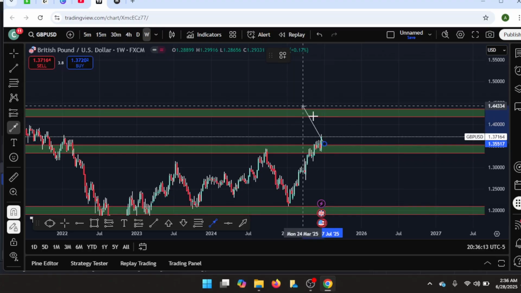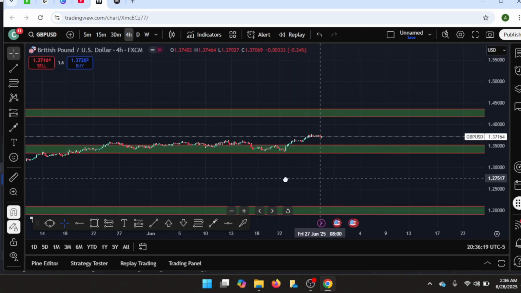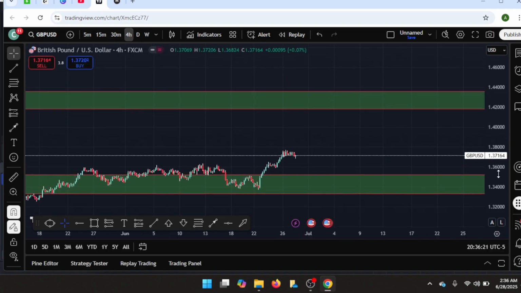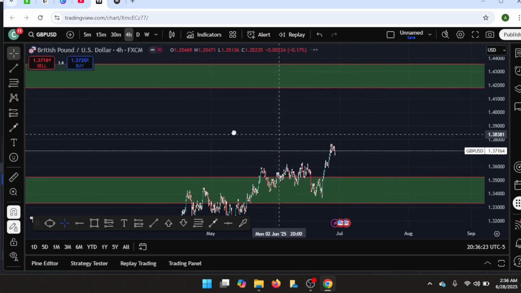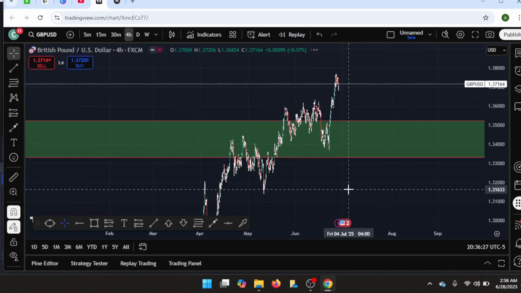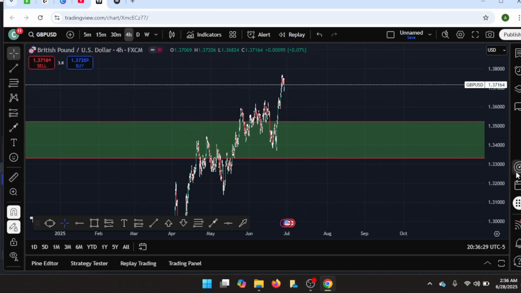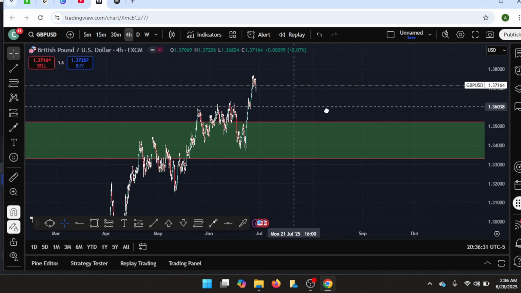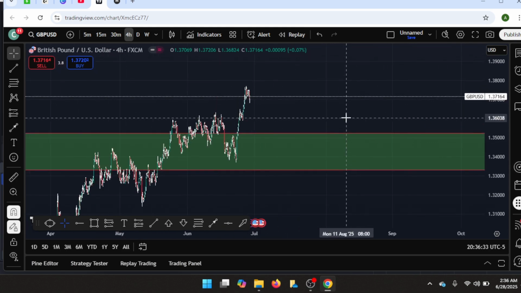This week, GBPUSD, based on weekly analysis: buy. What did I say? Buy. Now, let's move down to the 4 hours. I told you, let your chart be very, very neat. Can you see?